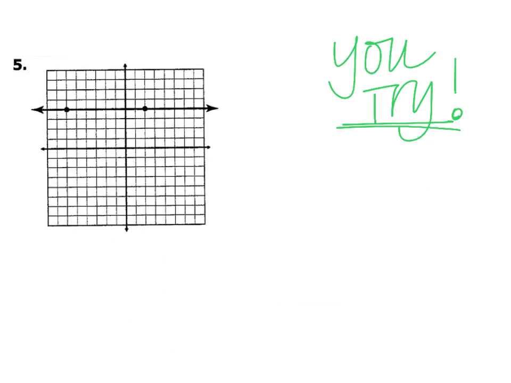Alright, one more you-try problem. Try to do number 5 on your own. See if you can do this one. When you come back, I'll have the answer written on your screen and we'll go through it together. Remember, it's a horizontal line. Alright, go ahead and pause your video now.